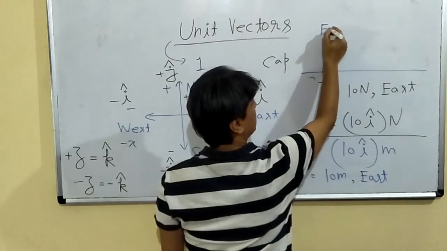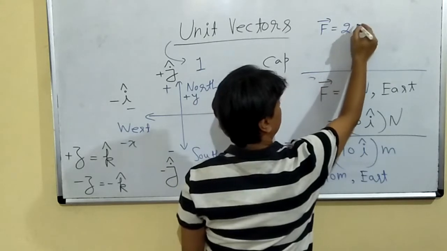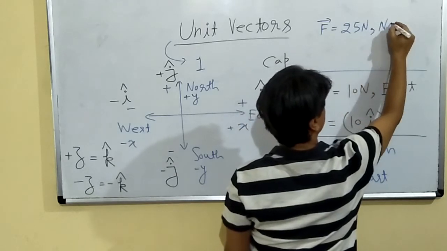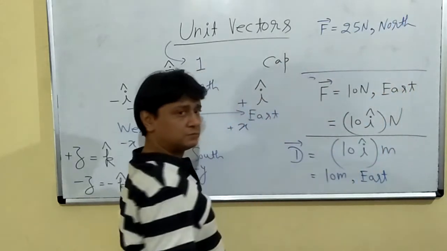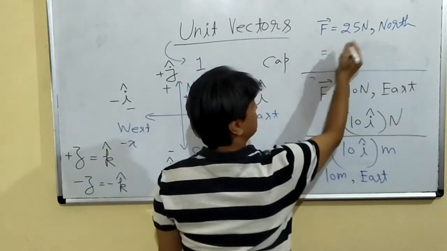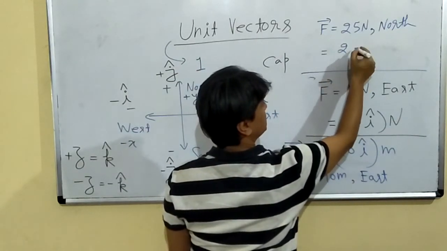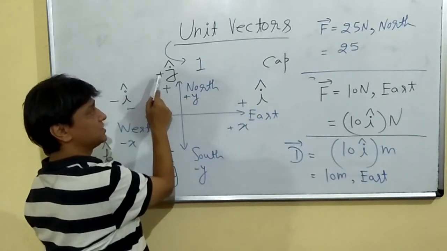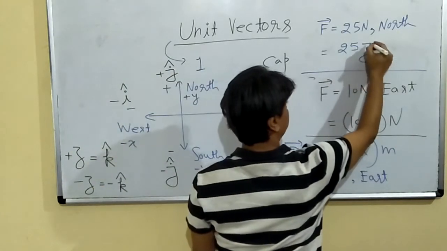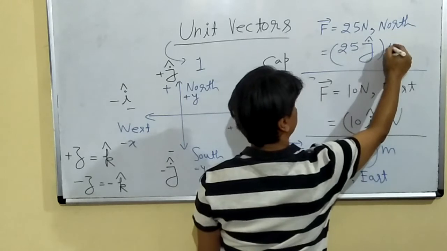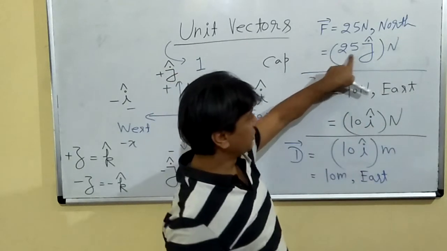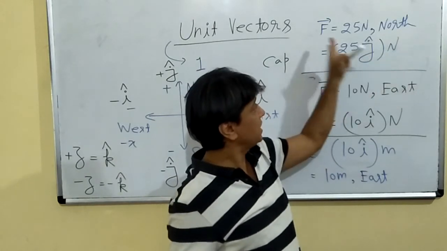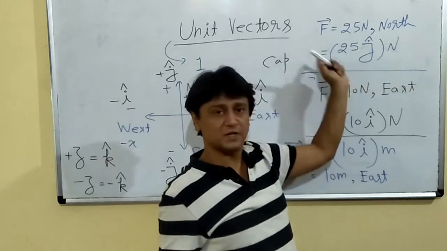Now, suppose we are given that another force of 25 newtons is acting on an object and direction of that force is due north. इस चीज को किस तरह से आप प्रेजेंट करेंगे? You write 25, नॉर्थ इज व्हाट? प्लस j cap. So this is 25 j cap newtons. मैग्नीट्यूड, डायरेक्शन और जिस चीज की आप बात कर रहे हैं, यूनिट ऑफ दैट, फोर्स है या डिस्प्लेसमेंट है या क्या चीज है.